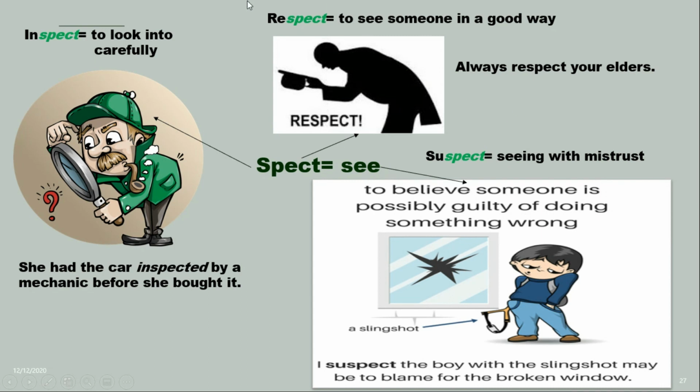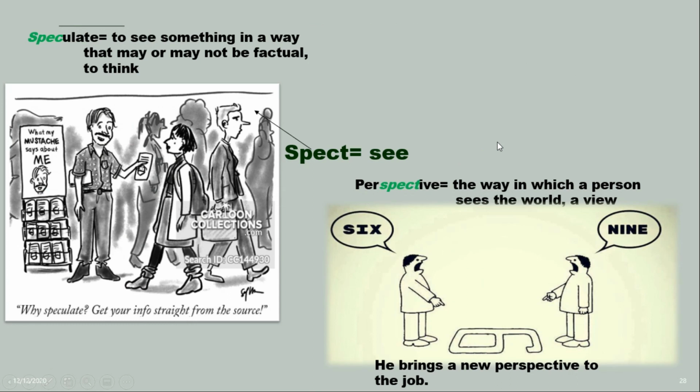Let us once again look at the meanings of three words here. Inspect, to look into carefully. Respect, to see someone in a good way. Suspect, which means seeing with mistrust. Next, look at the word speculate. To see something in a way that may or may not be factual, or to think. Why speculate? Get your info straight from the source.